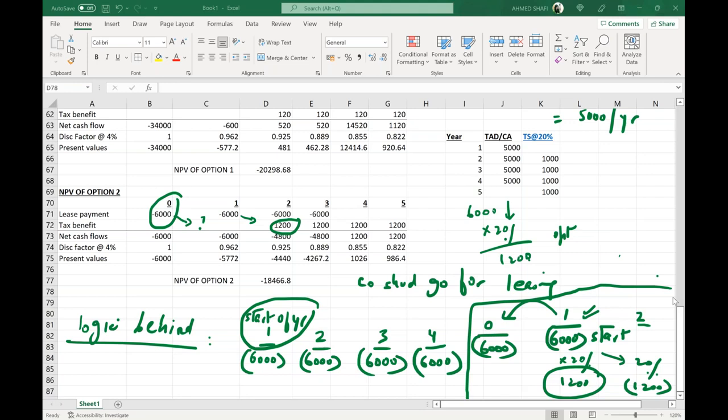Hassan, it's not possible to use different discount factors at both places. Either compare it with 4% or 8%. You cannot use different discount factors at both places. Ahmed, the class will end when this question is over.